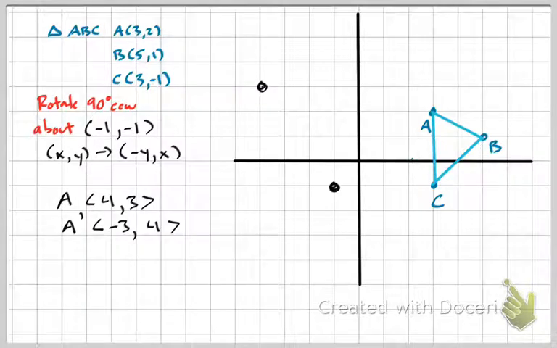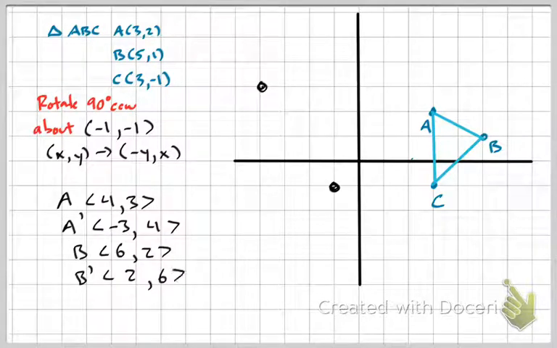Okay? B, to get to B, 1, 2, 3, 4, 5, 6, 1, 2. So 6, 2. Kind of hurrying, guys, because they need to spray some chemical in my room or something. So B prime, flop them, and the Y becomes negative. So left 2 and up 6.